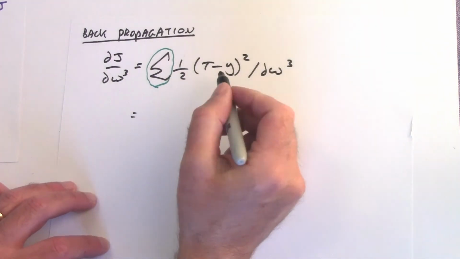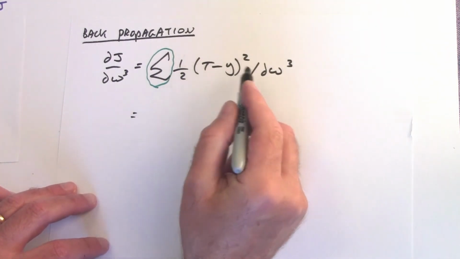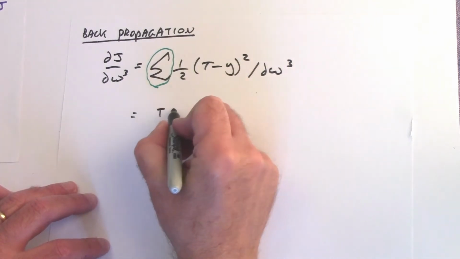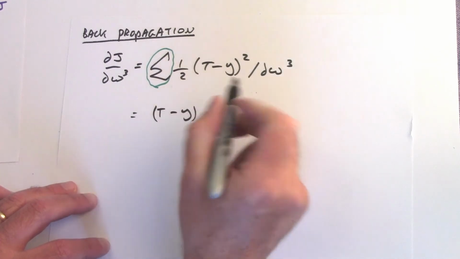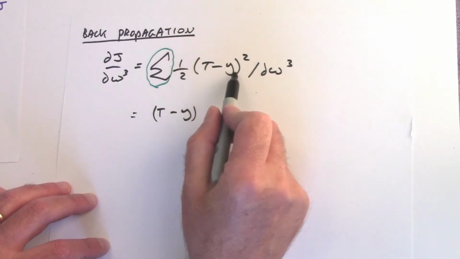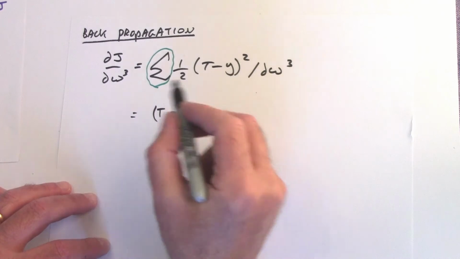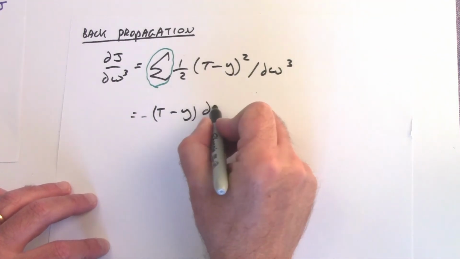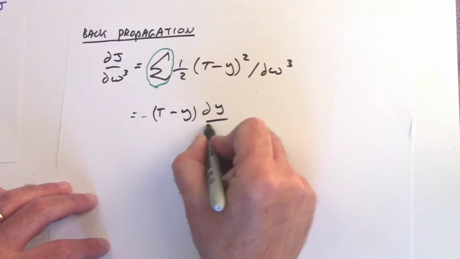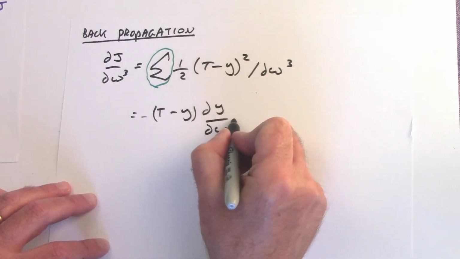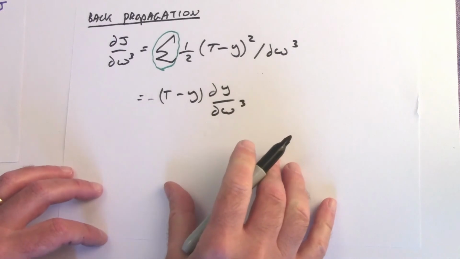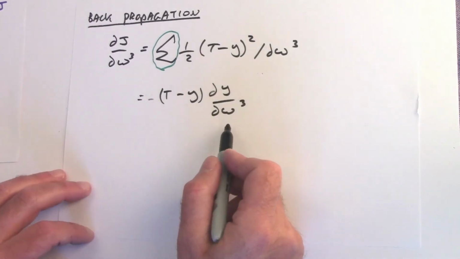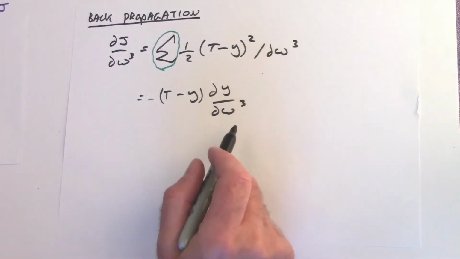So how to differentiate this? You differentiate the outside and then multiply it by the inside, so that 2 comes down to get rid of that one there, t minus y, and then the inside is y, so we get a minus here, and then dy by dw3. So that's tidied things up a little bit. Now we have to figure out what to do with dy by dw3.